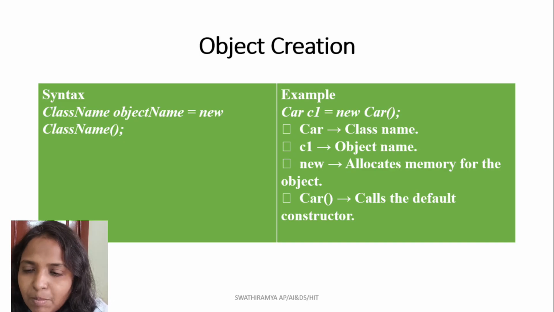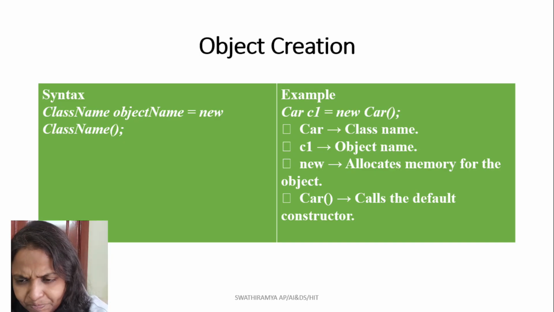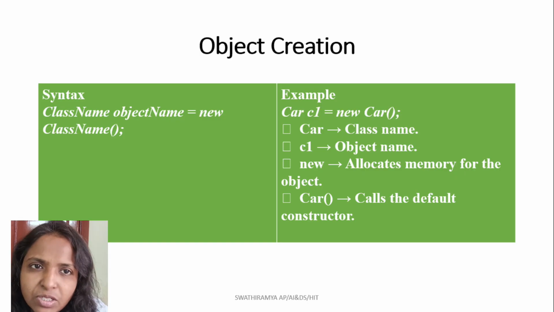You can see the example. I have created the class Car in the previous slide, right? So I am going to create the object for the same class. My class name will be Car, and the object name I have given is C1. You can give any object name as you wish. C1 is equal to new, again the class name, Car, and this is the constructor, Car, open bracket, close bracket. It's a function, it's a constructor.